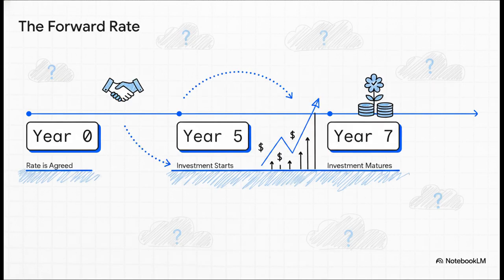Now, the forward rate, that's a different beast. You agree on the rate right now at year 0, but the actual loan doesn't even kick off until, say, year 5. And then it runs for its own term, maybe finishing up at year 7. So this would be a 2-year loan that starts 5 years from now. These forward rates are basically the market's collective best guess about where interest rates are headed.